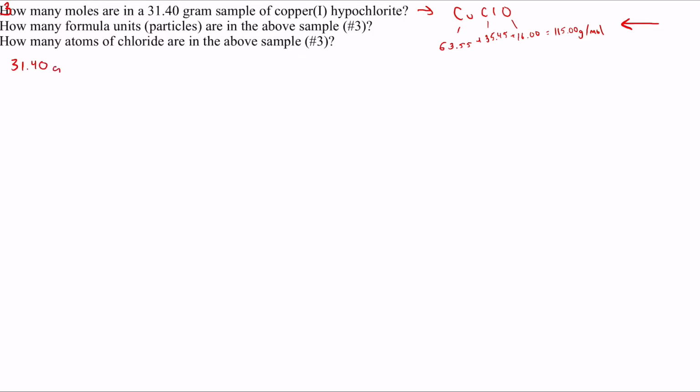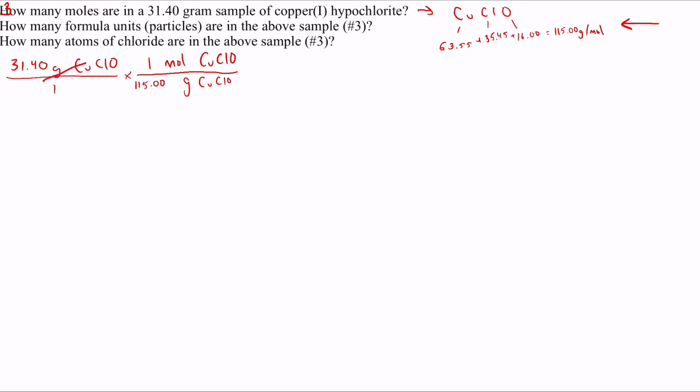31.40 grams over 1. All right, now grams are going to go on the bottom so that they cancel out. And we get this number from the molecular mass, so it's 115.00. Now on the top, it's going to be 1 mole because we're converting from grams into moles. And for this first problem, that's pretty much all you have to do.